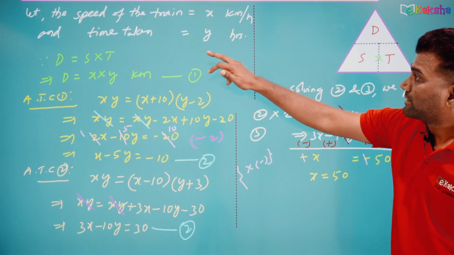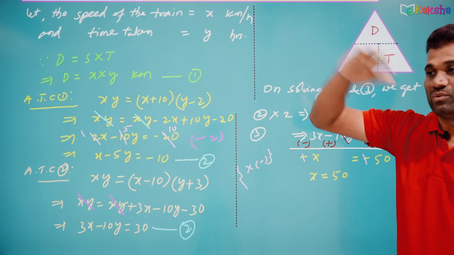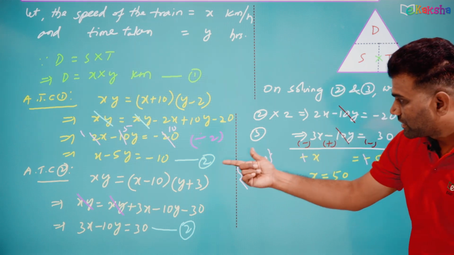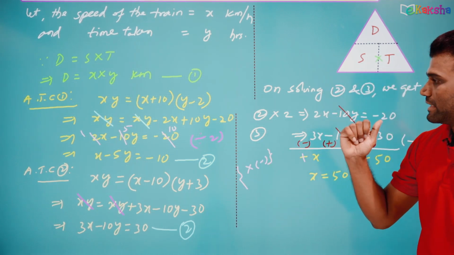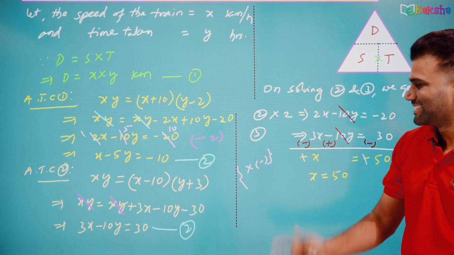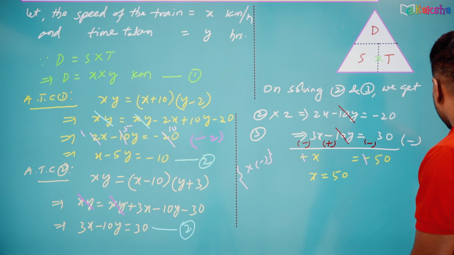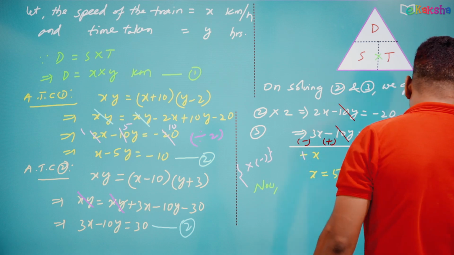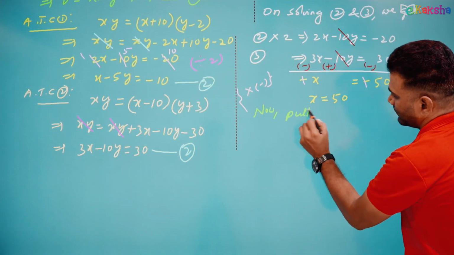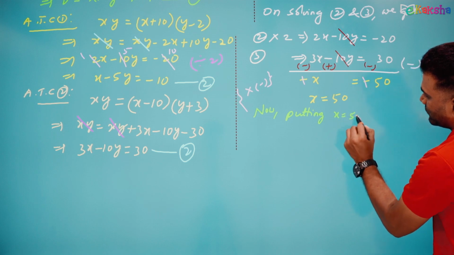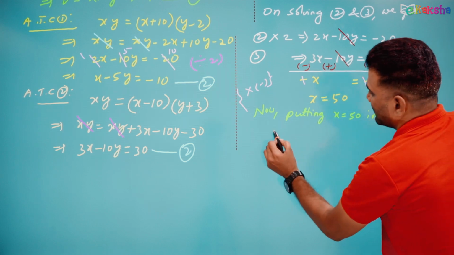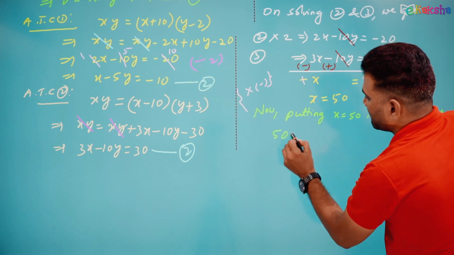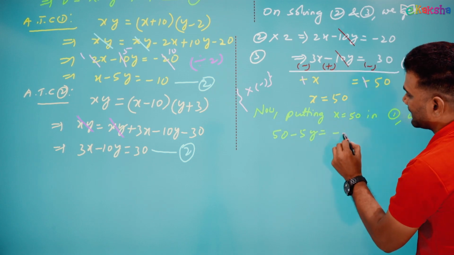Now we need y, that is the actual time taken to cover the distance. For that, substituting this x value in either equation 1 or equation 2, we will get the y value. Where we will substitute? Good. We will substitute in equation 2. Now putting x equals 50 in equation 1, then equation 1 becomes, we get 50 minus 5y is equal to minus 10.